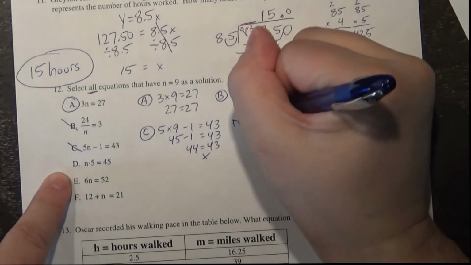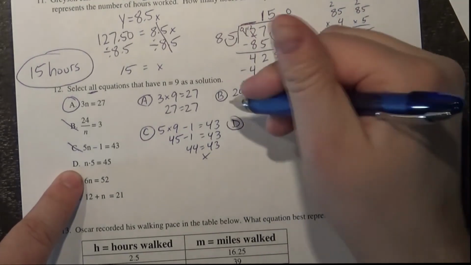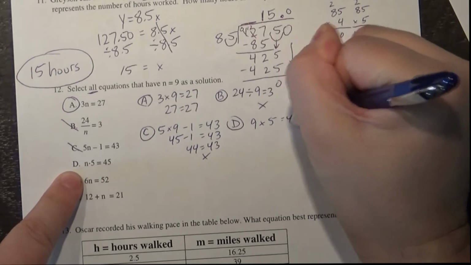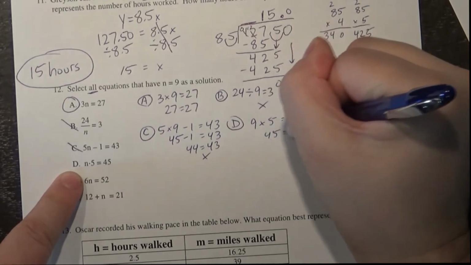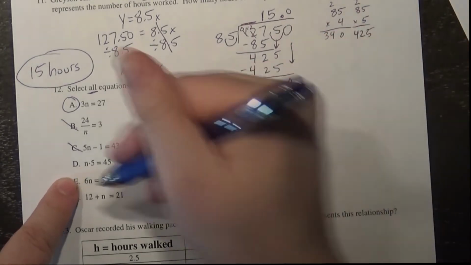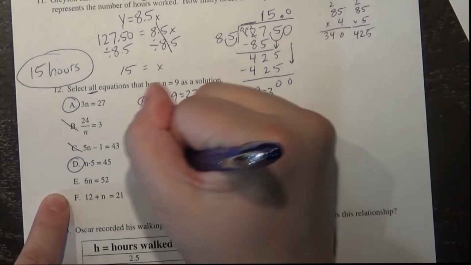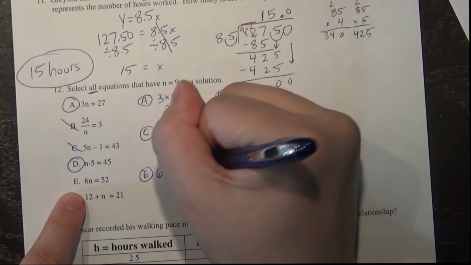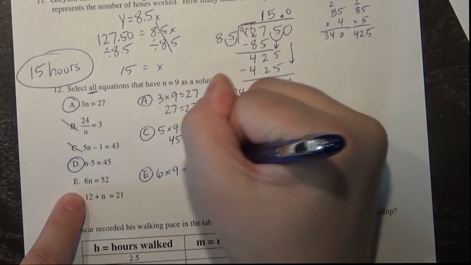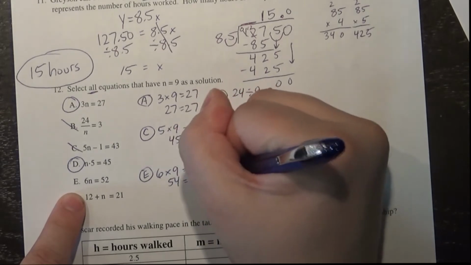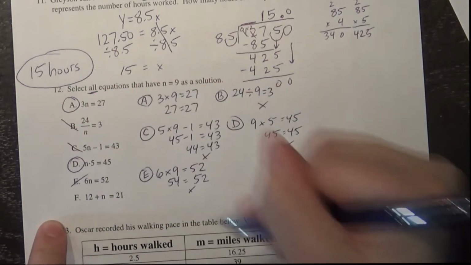Letter D. This says n times 5. That's 9 times 5 equals 45. Well, that would be 45 equals 45. That's correct. So letter D is correct. We come to letter E. Letter E says 6 times n, or 6 times 9, equals 52. Well, it turns out that 6 times 9 is 54, so that's not going to happen.